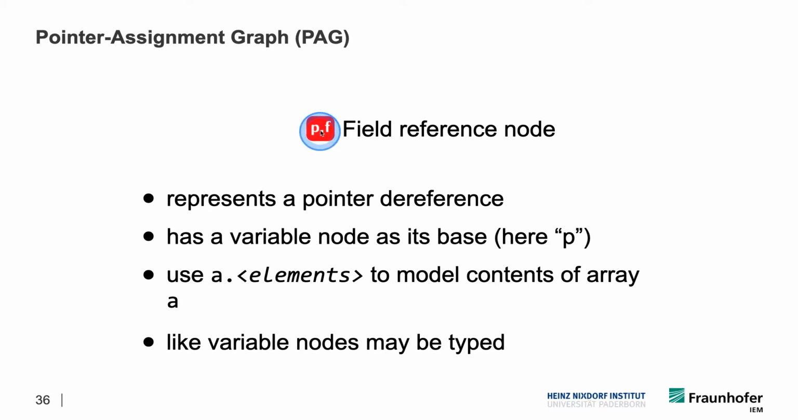And there can also be special kinds of field reference nodes. So for instance, if you have an access to an element of an array, then again, we don't distinguish the particular element that is being accessed. So we're not tracking individual array indices, but we are tracking the fact that some element is being accessed. And this is done through this virtual field elements and these brackets here. So this is just saying we are accessing some element in the array A, but we don't care about which one in particular. And also, like variable nodes, they may or may not be typed.